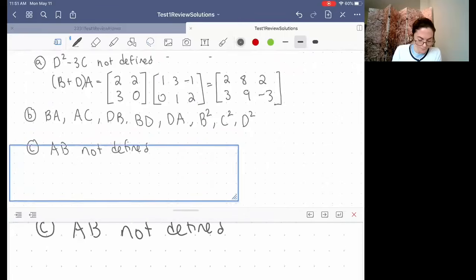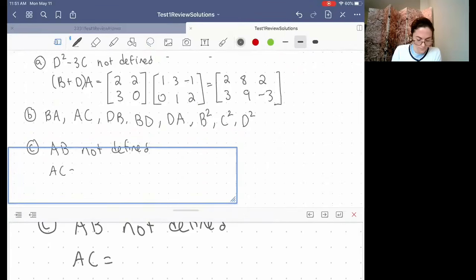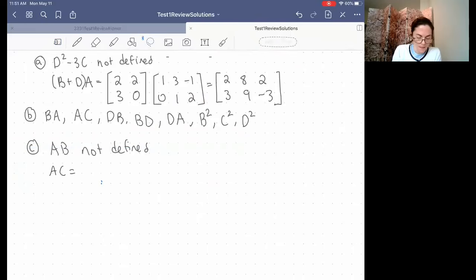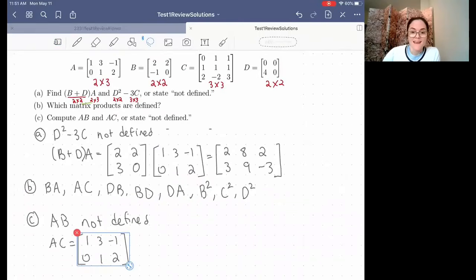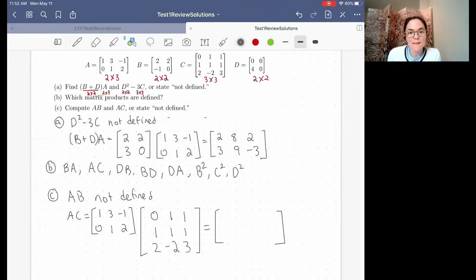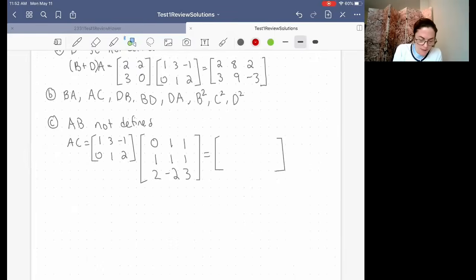Here's A, and then C, 3 by 3. Okay. Here we have A times C, at least written. Let's make sure I copied everything right. Okay, good. And then if you think about sizes here, as I've been doing this whole problem, A has 2 rows, 3 columns, C has 3 rows, 3 columns. This will have 2 rows and 3 columns.